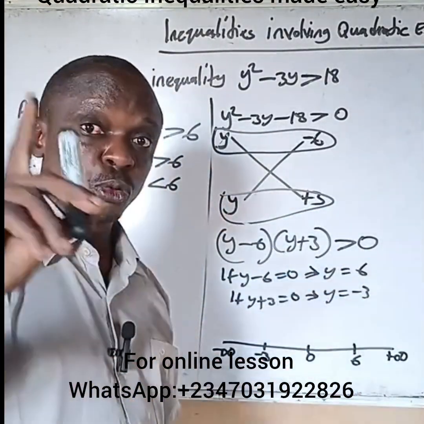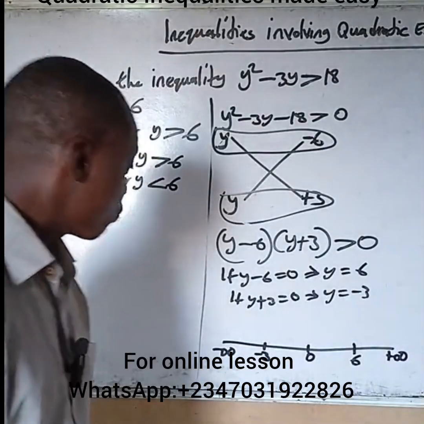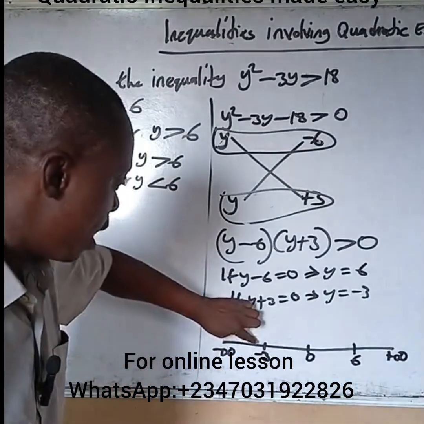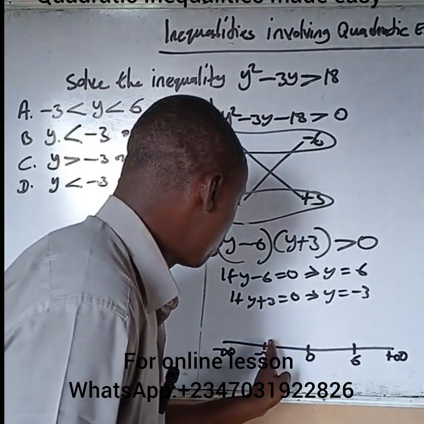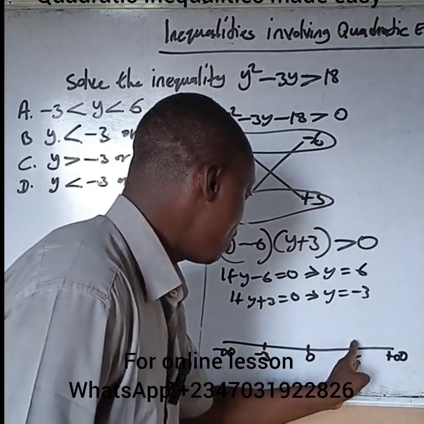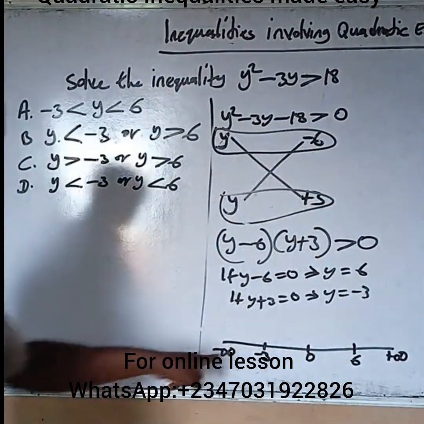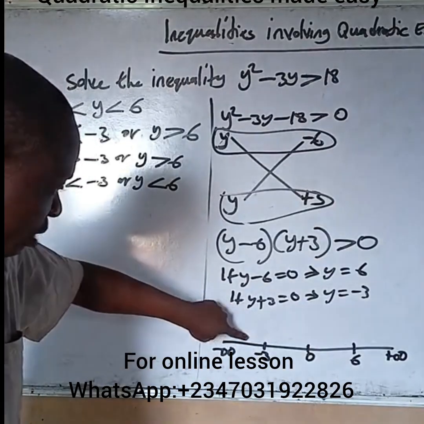And that is greater than 0 is supposed to give you a positive value. So because of that, we are not going to consider numbers this way first. You have 4 sections to consider: a number that is lesser than minus 3, a number that is between minus 3 and 6, and a number that is greater than 6, and see when we have that positive.